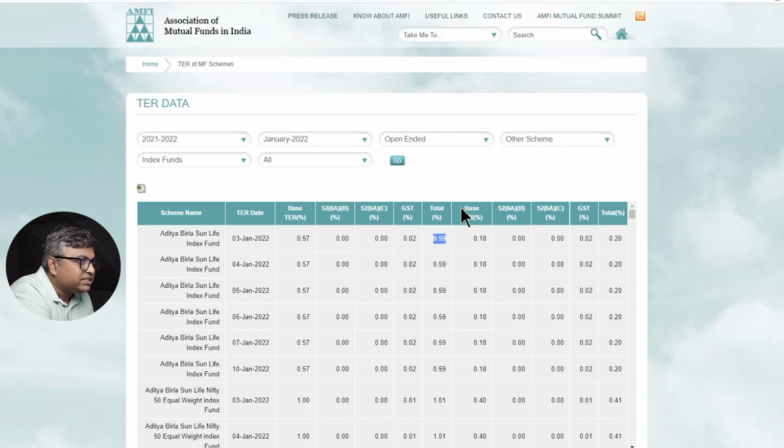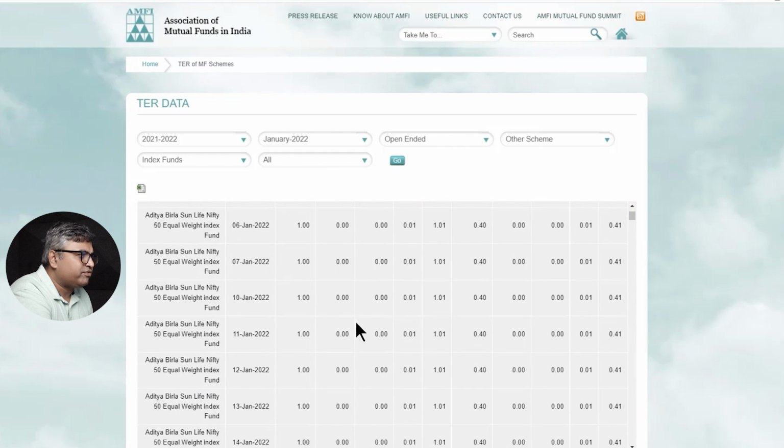There is another, you can see there's a 2 layer over here. The reason there is 2 is because the second one is something called a direct plan, which means there are no commissions paid out of it. The left side is the commission oriented regular plan. The right side is the non-commission oriented direct plan. In the direct plan, you pay only 0.2% TER versus in the regular plan, you pay 0.59.